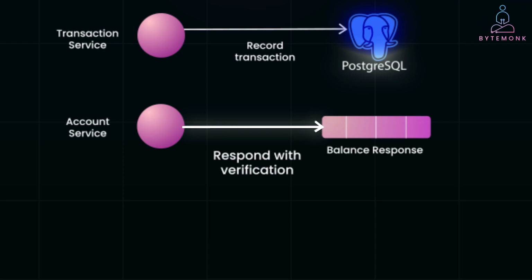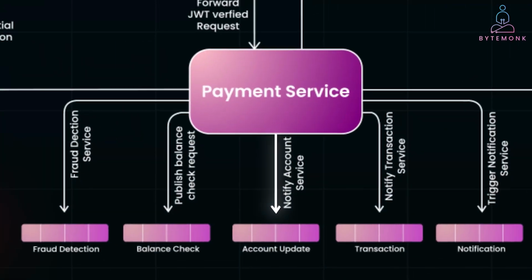sufficient or insufficient. The payment service listens for the response message from the balance response queue, and if funds are sufficient, it logs the amount and proceeds with the payment processing. For example, interacting with the external payment gateway or recording the transaction. And if funds are insufficient, the payment service returns an error to the user via the API gateway.